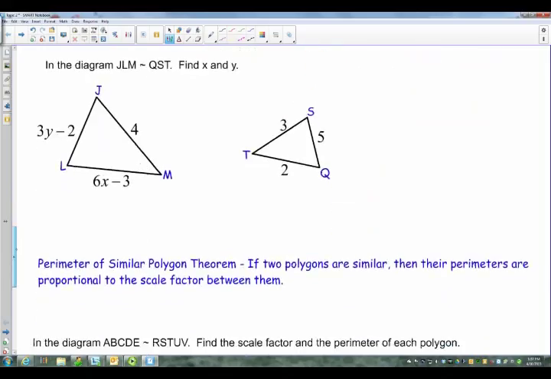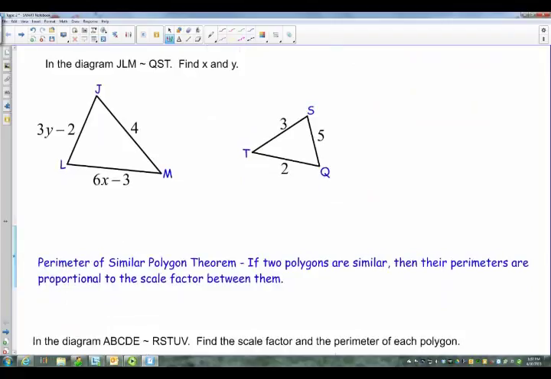Using that, if you would, pause the video, give this example a try, and come back in just a minute. Alright, let's see how you guys did.